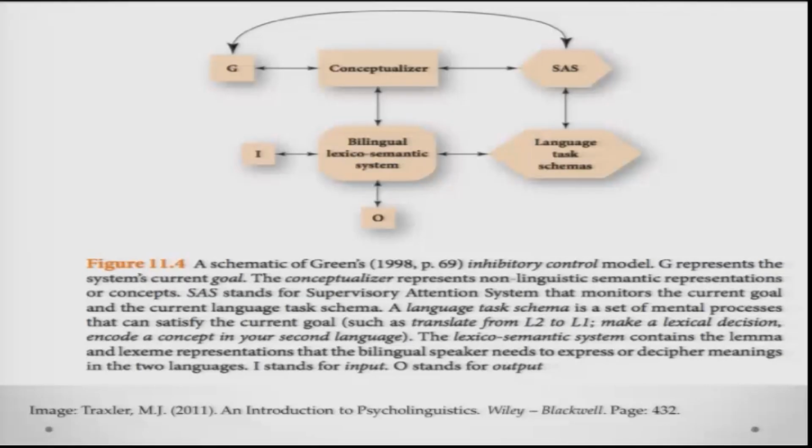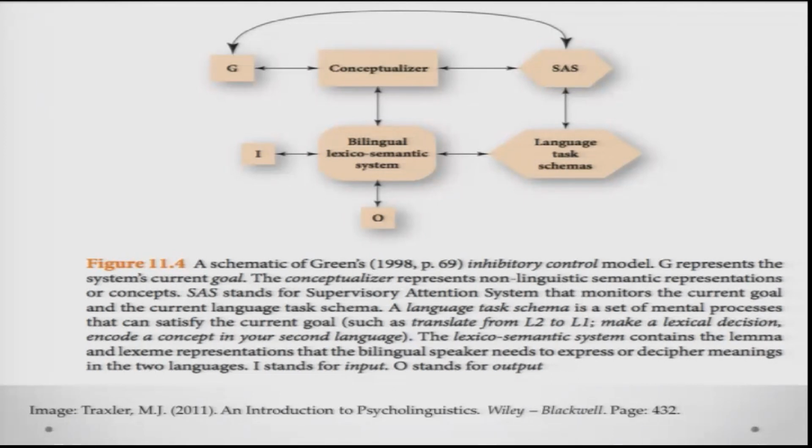So, here you can look at the inhibitory control model as given by Green. You will see that there is this bilingual lexicosemantic system, which is connected to the language task schema, which is basically sensitive to what kind of task is there. Then the language task schema is connected to the supervisory attentional system, which is basically diverting my attention to what kind of task I have to do, and this is connected to G, the goal directed schema. So, what is the goal of the task? What is it that the task requires me to do? Also, there is a conceptualizer, which is again the meaning portion of this model.